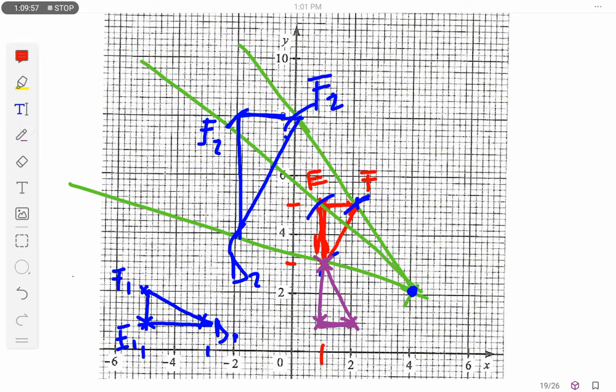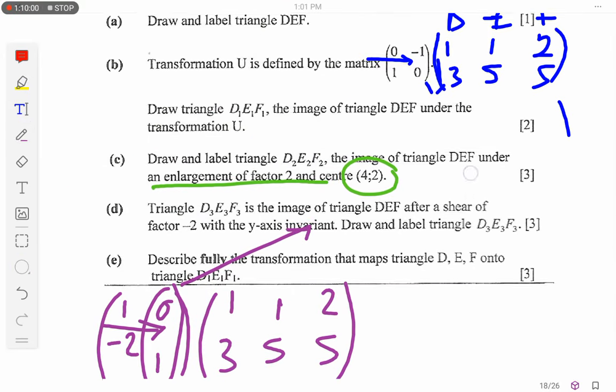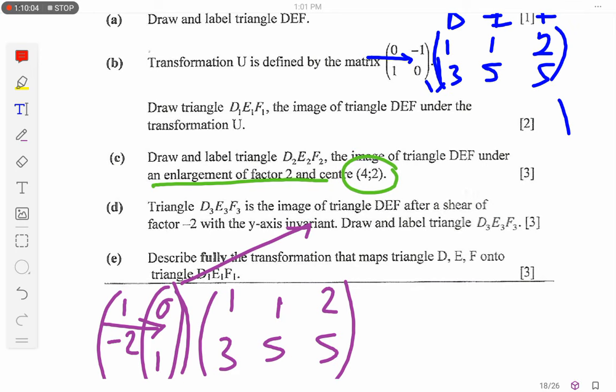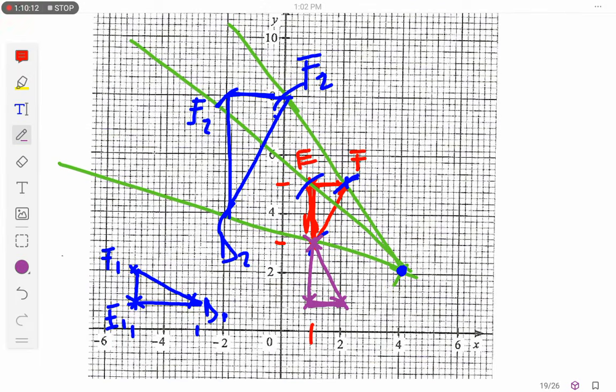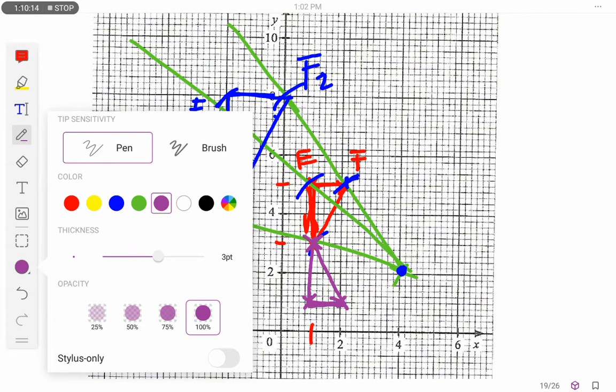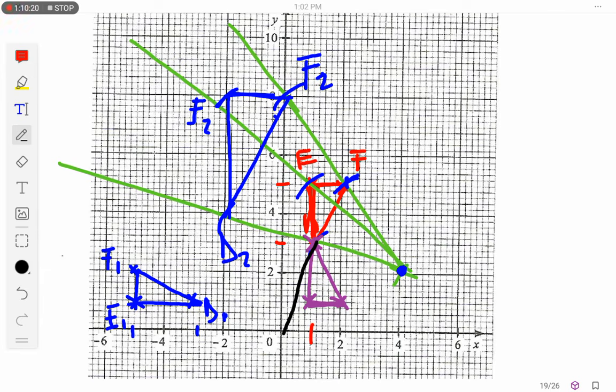Okay. Now the last part of the question is saying, describe fully the transformation that maps DEF onto D1E1F1. Let's go to D. So this one is the one that we are looking for. We are moving from here to here. Here I've got 90 degrees. So for me to describe fully, I can say this angle is 90 degrees anti-clockwise. So I can say it is a rotation in the anti-clockwise direction. It's 90 degrees about the origin, or 0, 0.